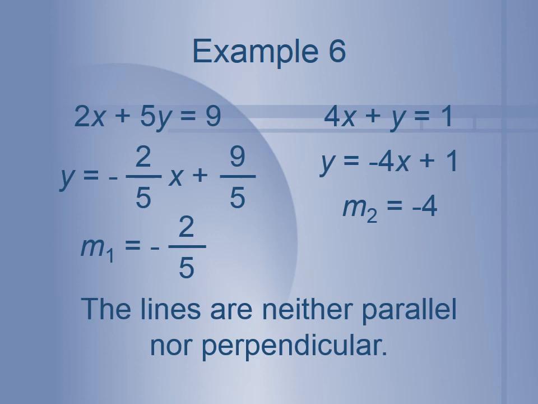So notice the first slope and the second slope are not the same, which means they're not parallel. And also, they're not negative reciprocals of each other, which means they're not perpendicular either. So we know that they are going to cross each other, but it's not going to be at 90 degrees.